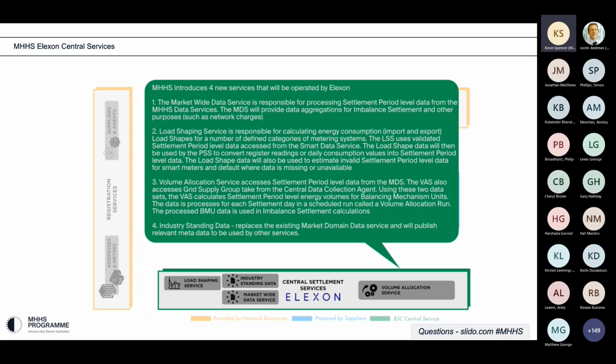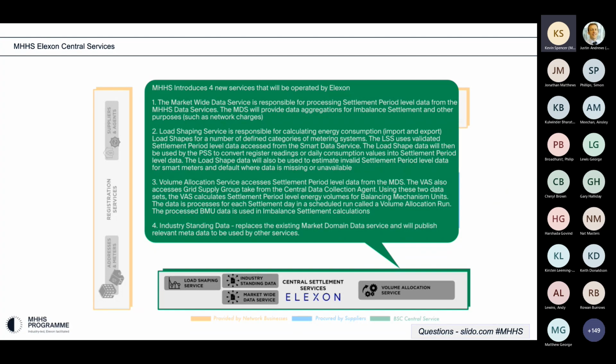There's a method statement for the market-wide data service, there is a method statement for the load shaping service, and there is a method statement for the volume allocation service. Those method statements also set out validation rules on the ingestion of data from the data services and some exception reports to be sent back out for those metering systems that fail validation.